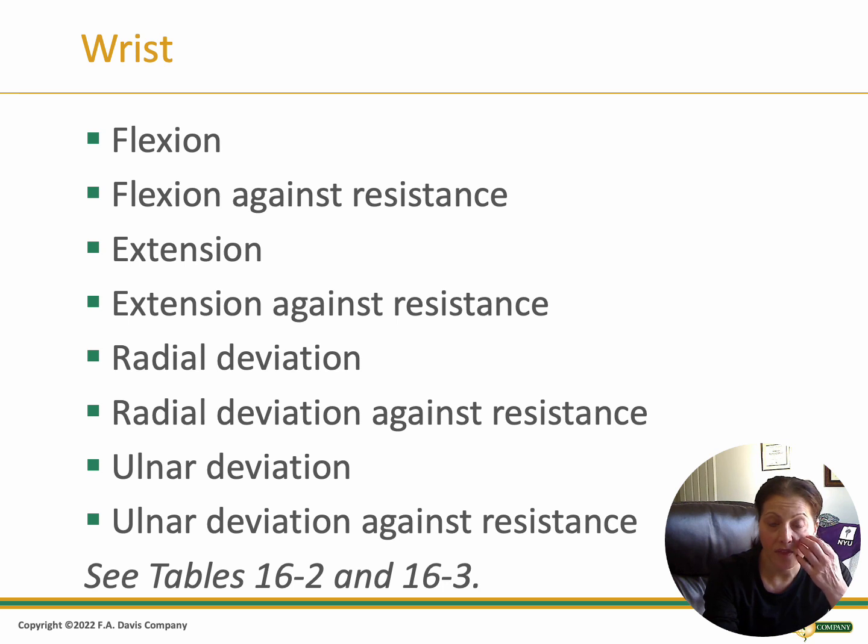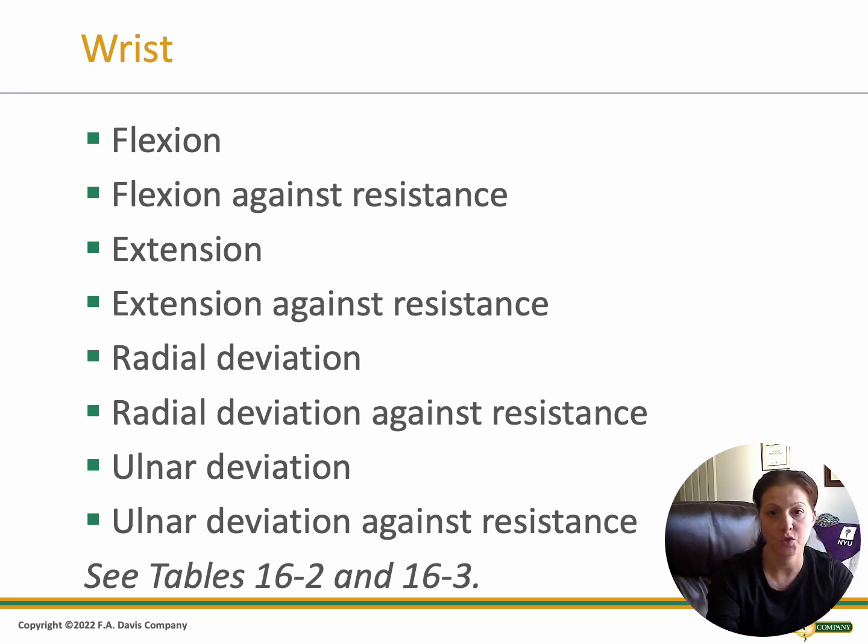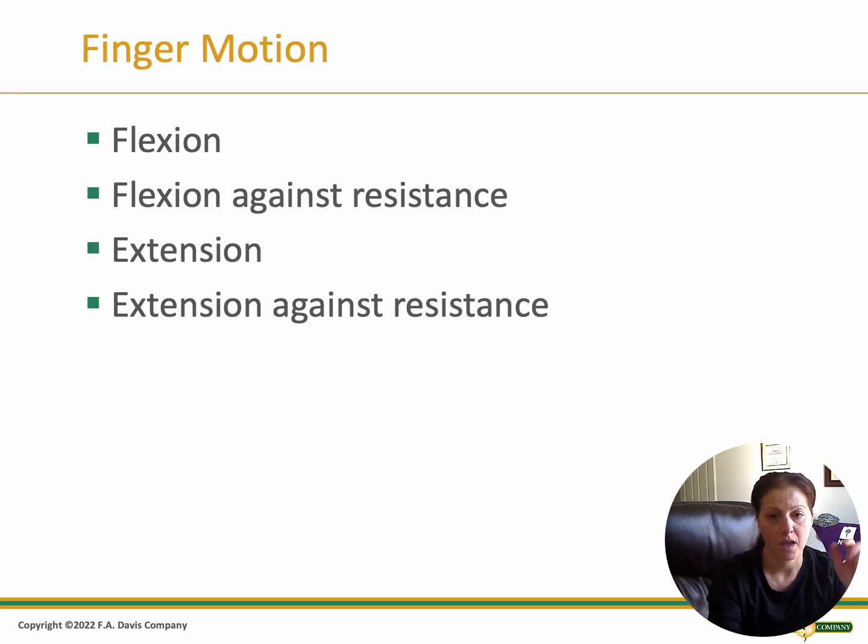And then with the wrist, kind of the same thing: flexion, extension, hyperextension, radial deviation, ulnar deviation. Ulnar is near the pinky, and then radial. It's just a slight movement of the wrist from side to side. And you're doing those with resistance and without resistance. Same thing with the fingers, you're flexing, you're extending, and sometimes you can even hyperextend, and you're doing that with and without resistance.